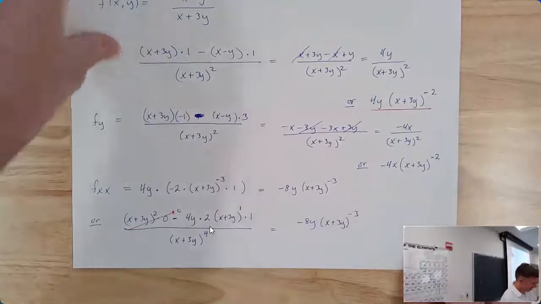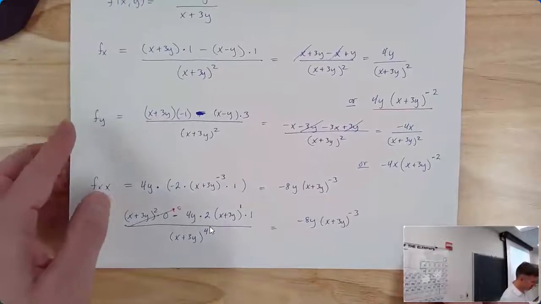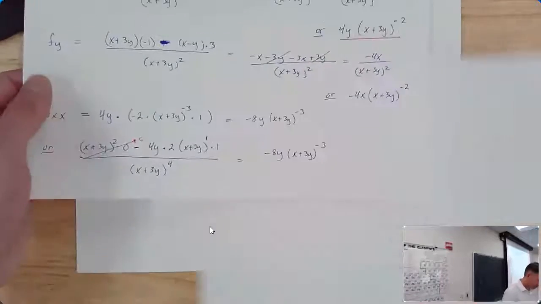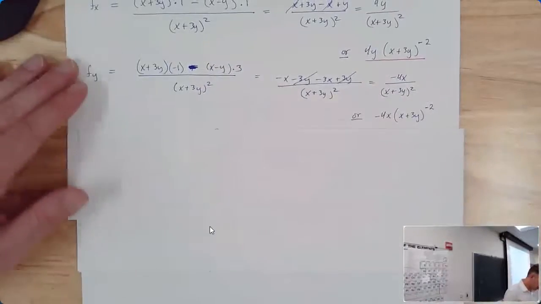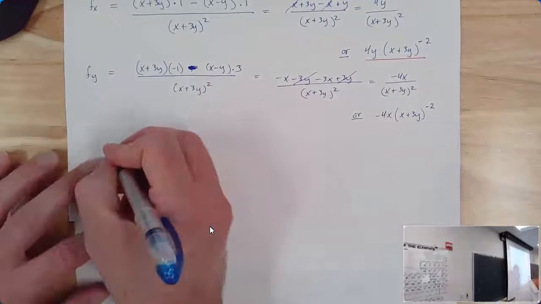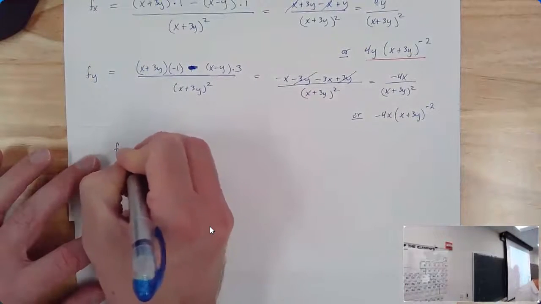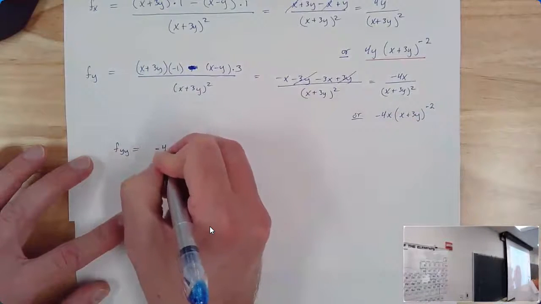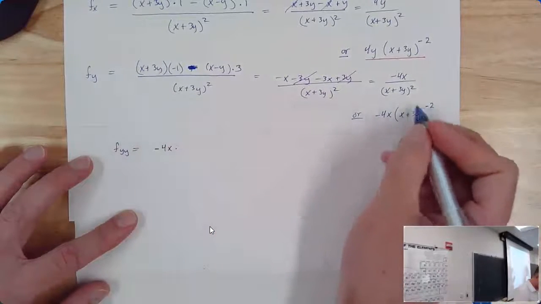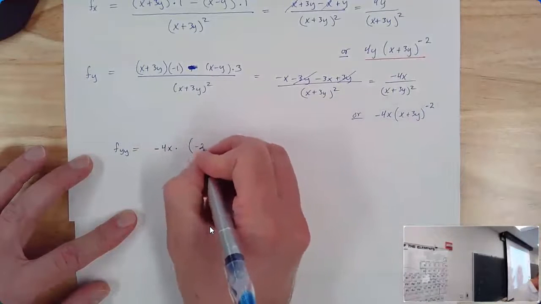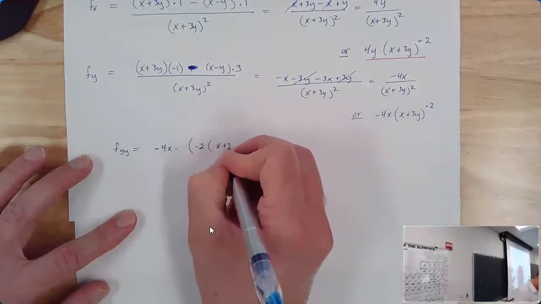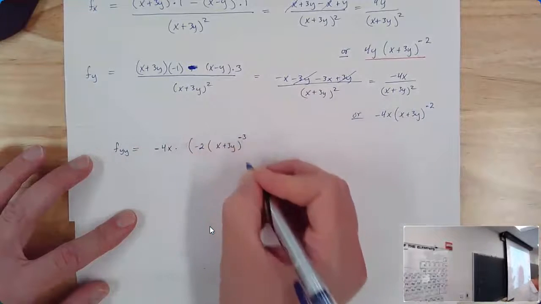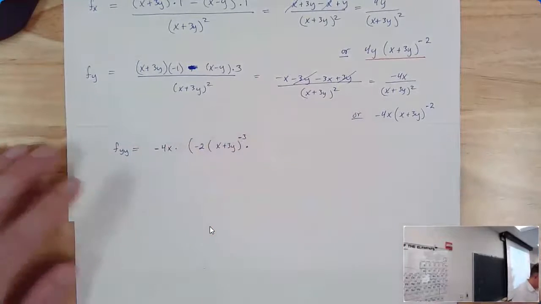Finding the second partial with respect to y is going to be a similar process. So if I look at my fy there, then fyy, again, I'm treating -4x like a constant. So -4x times the derivative of this is going to be -2 times my stuff to the -3rd power. But then what do I need to multiply by?